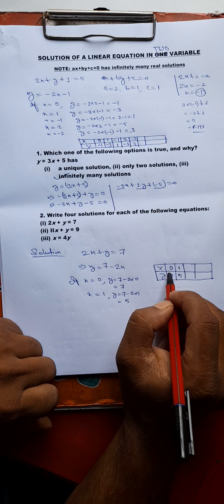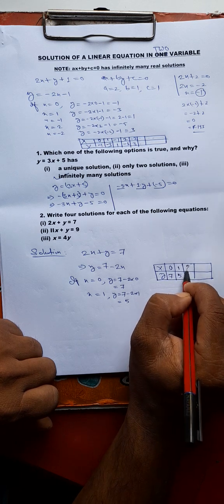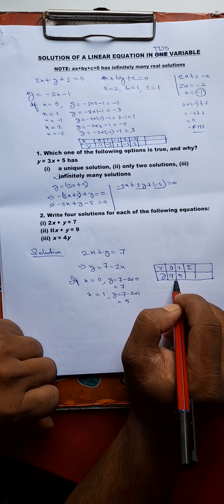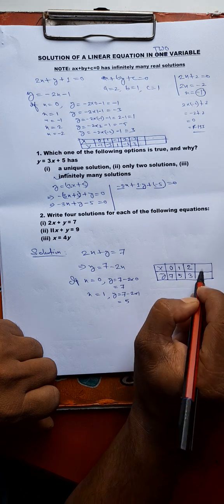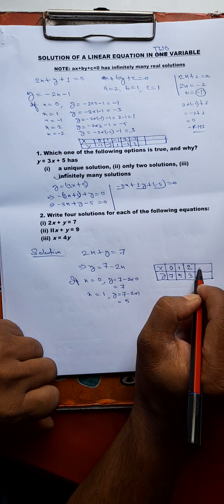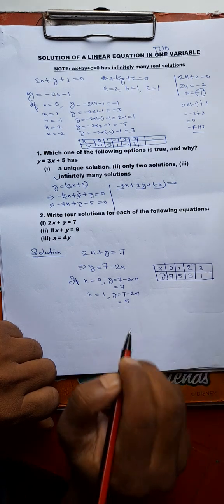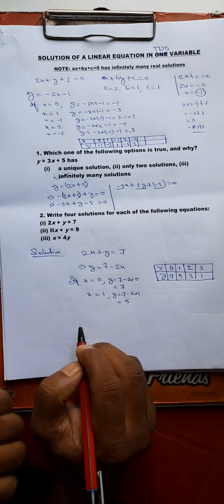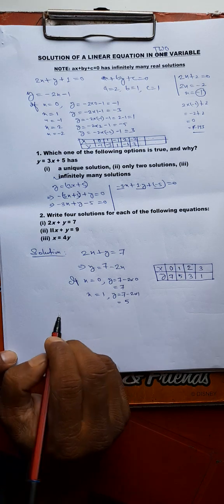If you see, values of x are increasing by 1. If the next value is 2, here the values of y are decreasing by 2, so 7 minus 2 equal to 5, 5 minus 2 equal to 3. Next, suppose the value of x is 3, 3 minus 2 equal to 1. Without doing actual calculation you can check this, right? So we got 4 pairs of solutions for this linear equation.